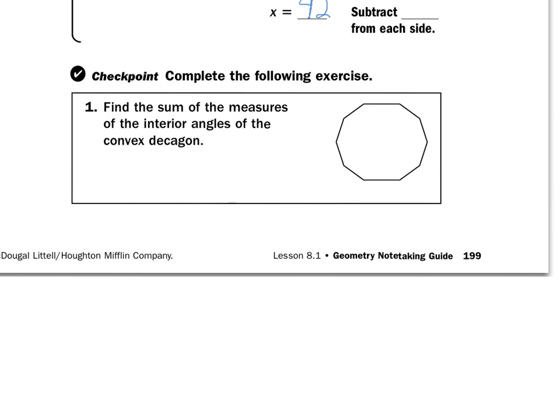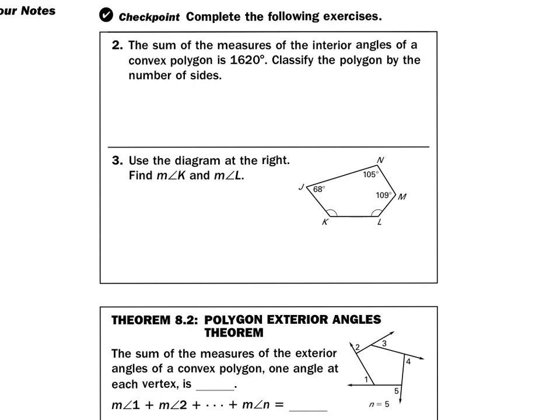Checkpoint. Find the sum of the decagon. Deca means 10. Turn it back on when you're done. Okay, now 2 more. Go ahead and do these 2 and then turn them back on when you're done.